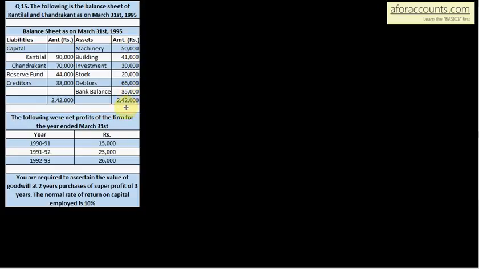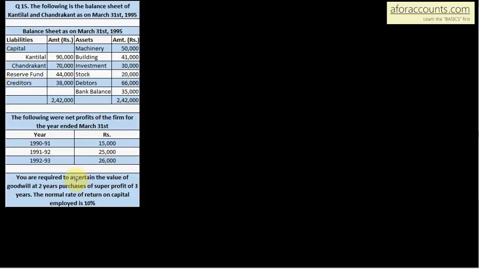Okay, and see, capital employed is not given, the balance sheet is given directly. So capital employed you will have to find out. The following were net profits for the firm for the year ended 31st March 1991, 92 and 93: 15,000, 25,000 and 26,000. Now, as you see, these profits are given and average profit is not given, which means these are the profits of the first 3 years. So add these 3 divided by 3, calculate the average profit and keep it aside, because that will be used for your super profit.